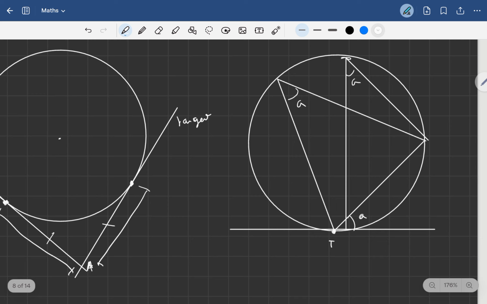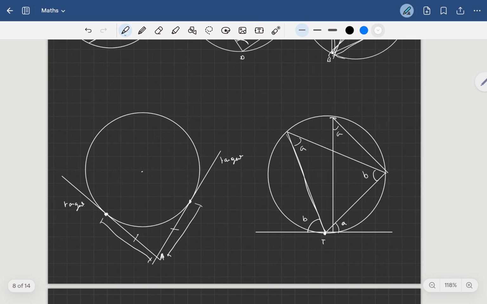Now we can also look at it from the opposite perspective. If this is angle B, we have our chord here, and the points where the chord hits the circumference. If we subtend it to the opposite side of the circumference, we also make angle B. Okay? I hope that makes sense.